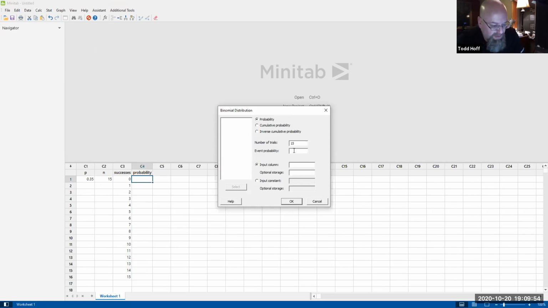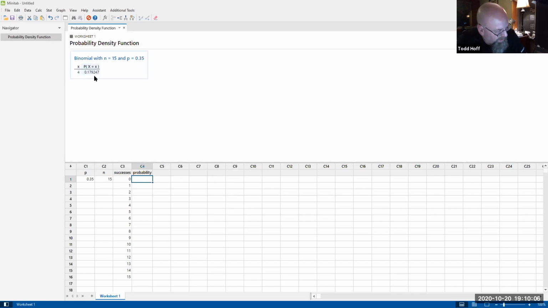Event probability, that's my probability of success on a single event. That's 0.35. I'm going to do just an input constant here. I'm going to say, what is the probability of getting exactly 4 successes? I click OK. It's going to calculate that probability and put it up here. It does tell me that that was 15 trials and a probability of 0.35 on each trial. Probability of 4 successes is 0.179247. Minitab is automatically set to go 6 significant digits, so 6 decimal places.